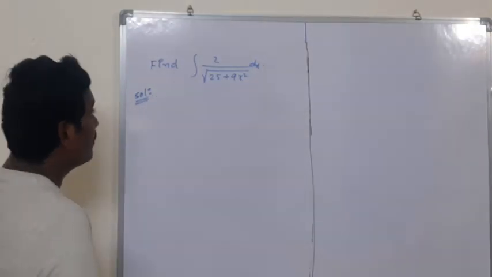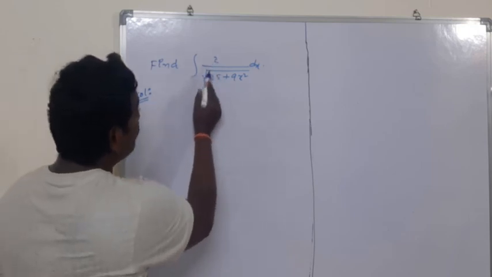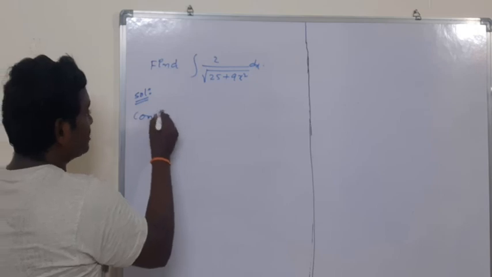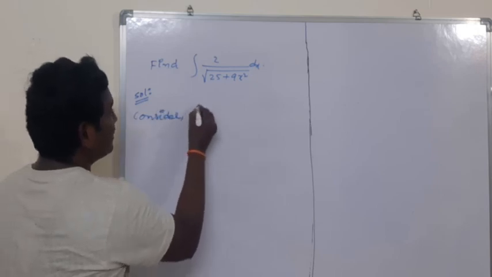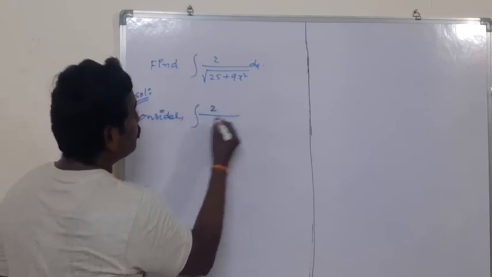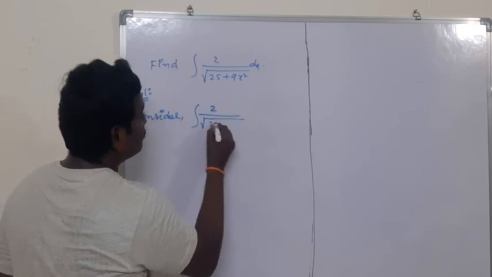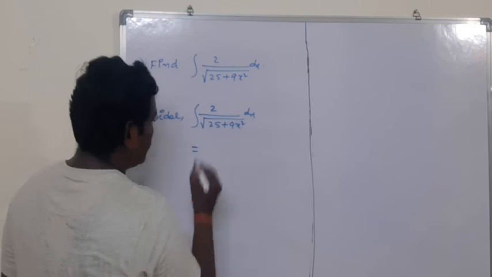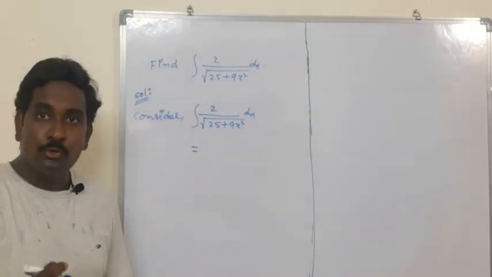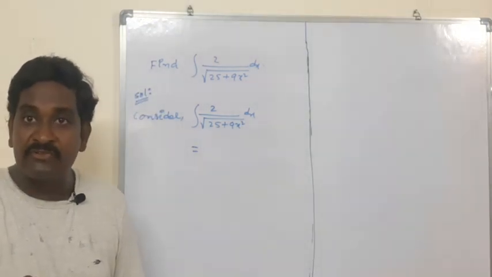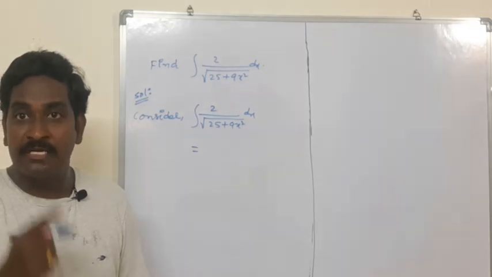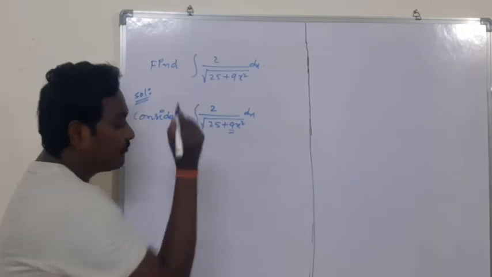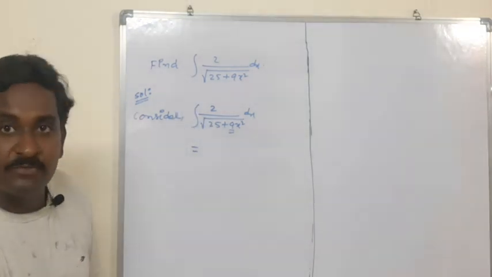This is the next problem. Find integration of 2 by root over 25 plus 9x square. Consider the given problem once. Consider integration of 2 by root over 25 plus 9x square dx. So first of all, you should make the coefficient of x square 1. For that purpose, take common the term 9, because 9 is the coefficient of x square. Take it common outside from the denominator.